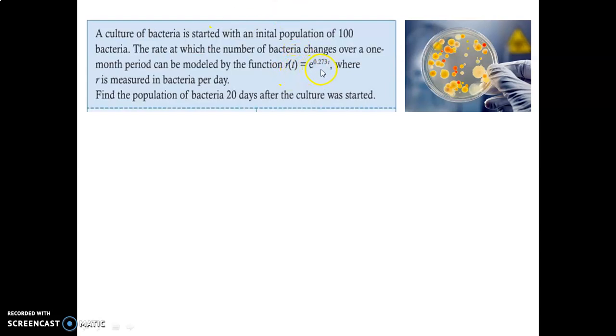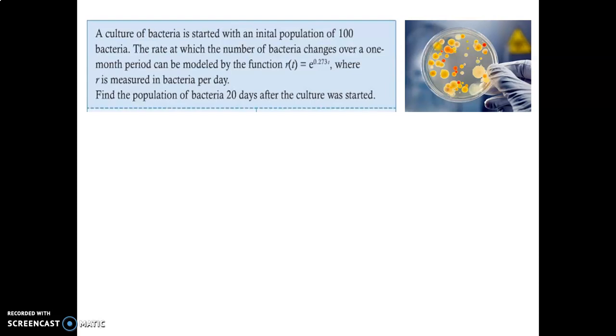0.273t. All right, so this is the rate function. This is the rate of growth of the bacteria, where r is measured in bacteria per day. So find the population of bacteria 20 days after the culture was started.